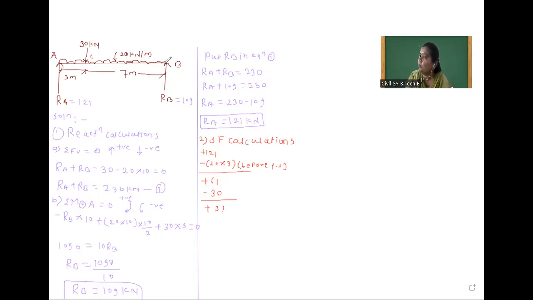After that, we will calculate at B, but before RB. In between C to B, there is one uniformly distributed load, and this load is going downward. So first we have to consider this load. So this is minus 20 into, now perpendicular distance, how much we will consider here? 7. Okay, good. So you calculate and tell me how much value is there.